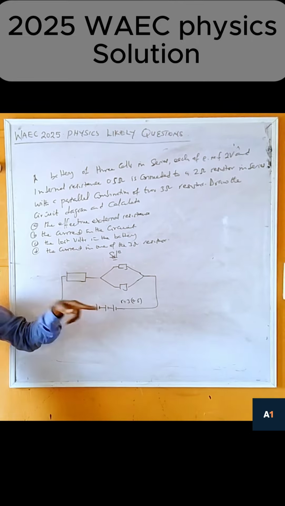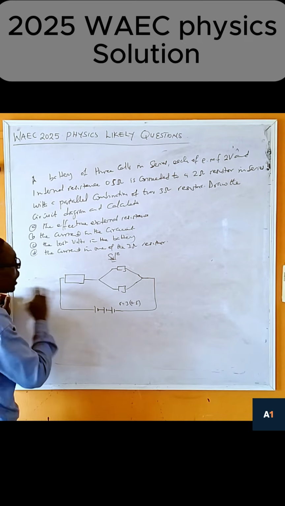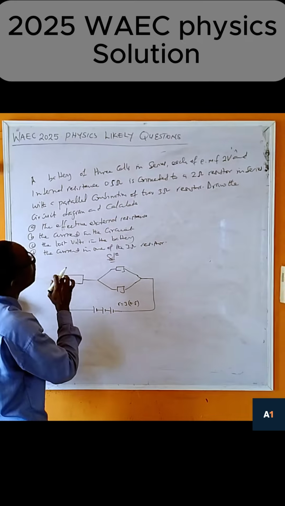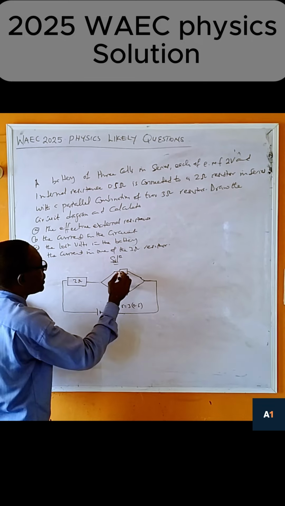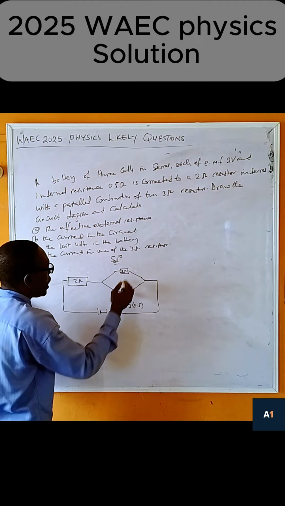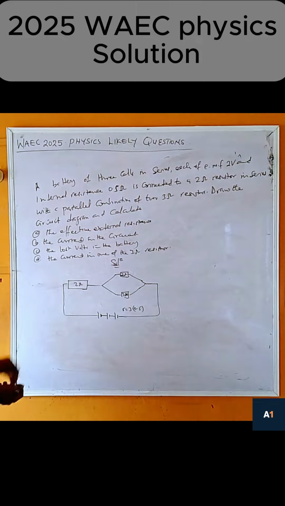R means internal resistance. Why the big R will be what? The external resistance. So now mark it. This one is 2 ohms, a 2 ohm resistor. Then this is now 3 ohm, a 3 ohm resistor. So if you can do it like that, you have solved one part.